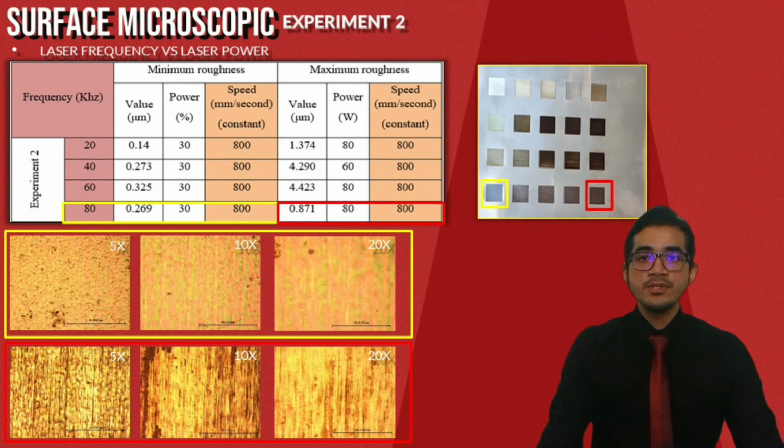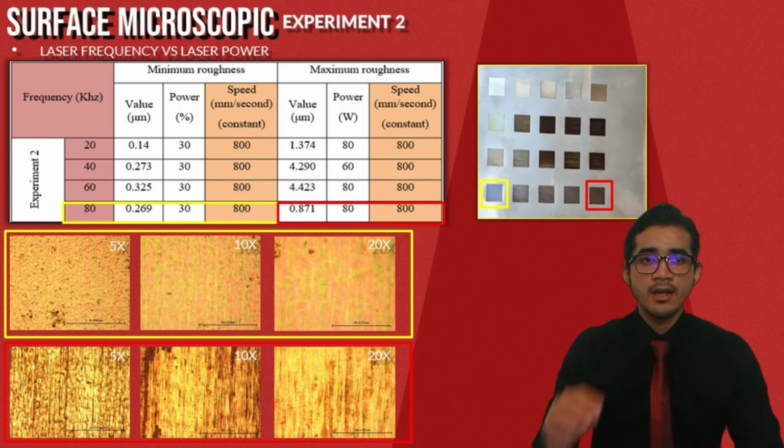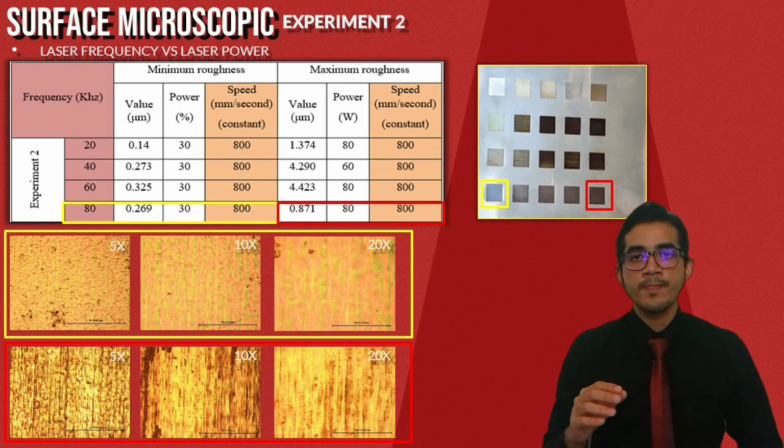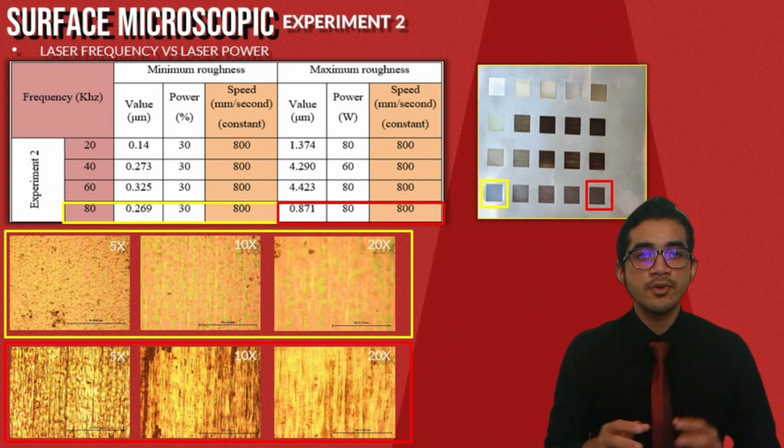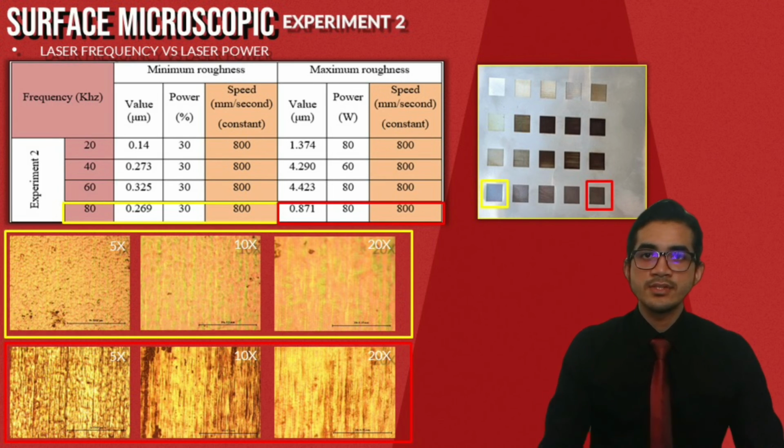If we zoom in using the 5x microscope for the minimum roughness of the D column, we can see that the surface appears with dots, which are the burn marks, compared to the maximum roughness of the D column at 5x, where we can see that the burn marks are so obvious and the surface is so irregular.